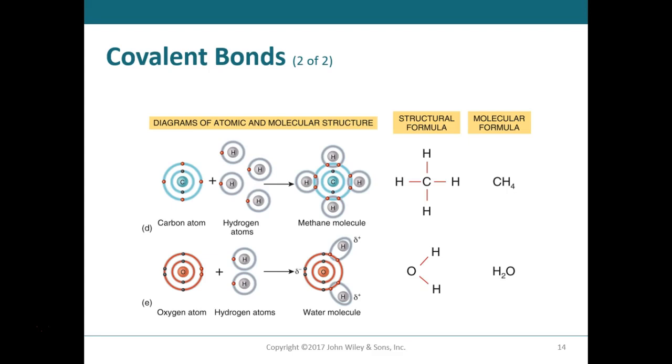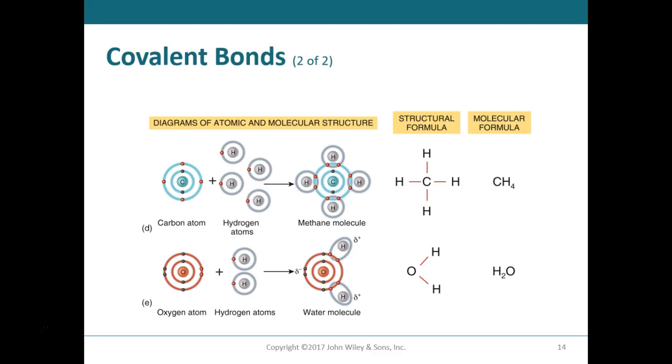Looking at these two, where we have the carbon and the hydrogen and the oxygen and the hydrogen, we have what's known as a polar covalent bond. So the sharing of the electrons is unequal. The nucleus of one atom attracts the shared electrons more strongly than the nucleus of the other atom. When polar covalent bonds form, the resulting molecule has a partial negative charge near the atom that attracts the electrons more strongly. This atom is said to have a greater electronegativity and attracts the electrons more to itself.